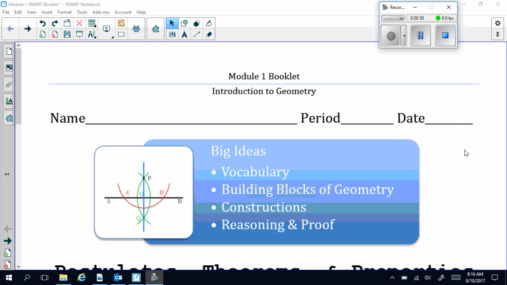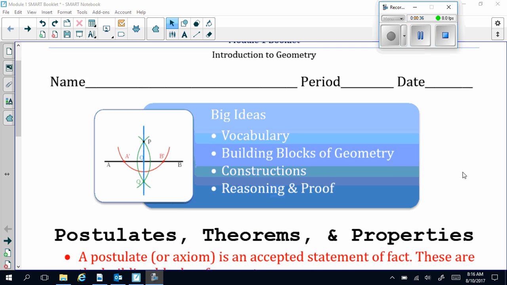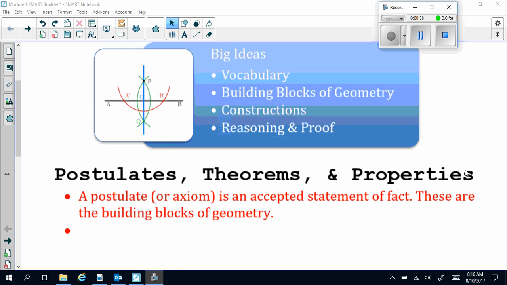Each subject of mathematics has a set of rules that everything else kind of builds off of. For us in geometry, that's our postulates, theorems, and properties. We're going to start with a postulate. I do want you to write this definition down in your booklet on the first page. A postulate, which is sometimes also called an axiom, is an accepted statement of fact. And again, these are the building blocks. These are the things that everything else is built off of.